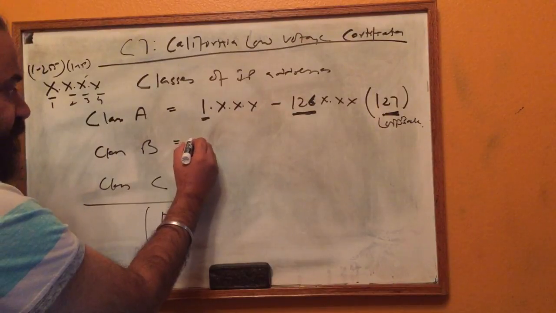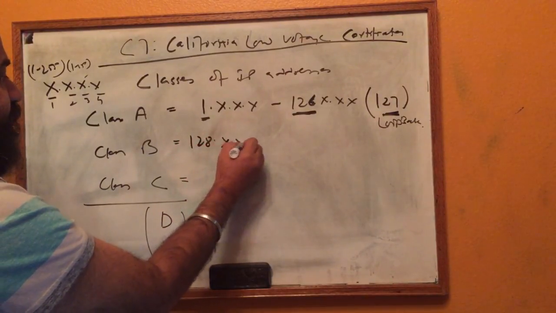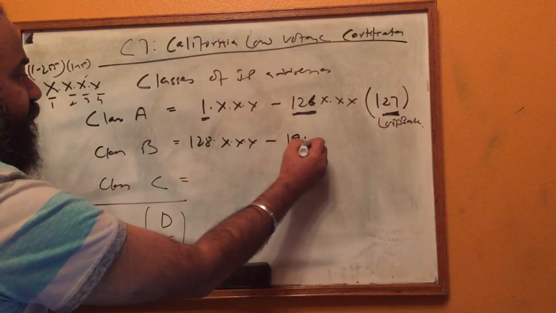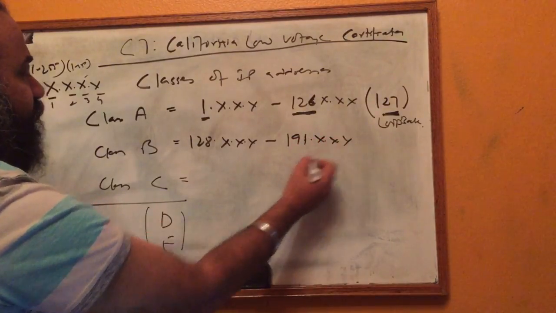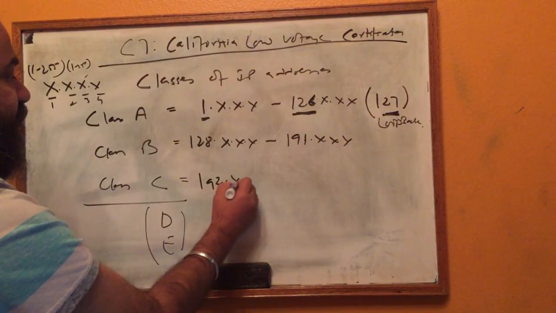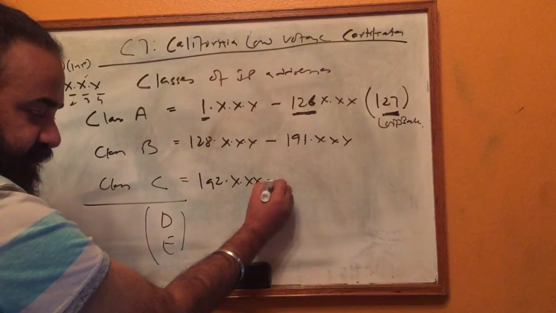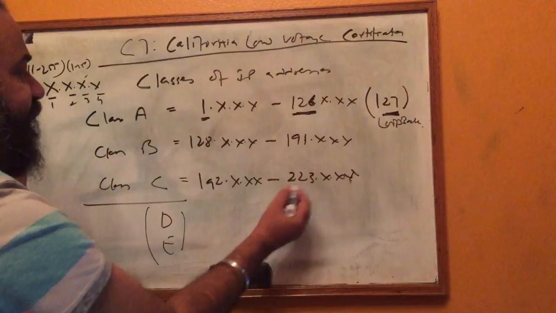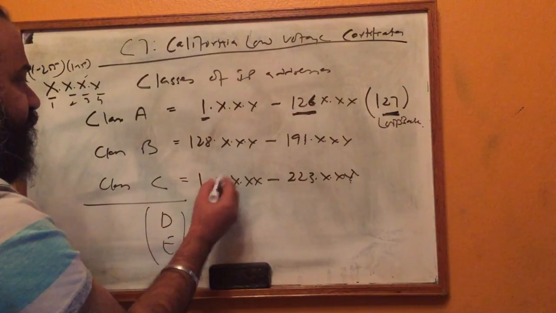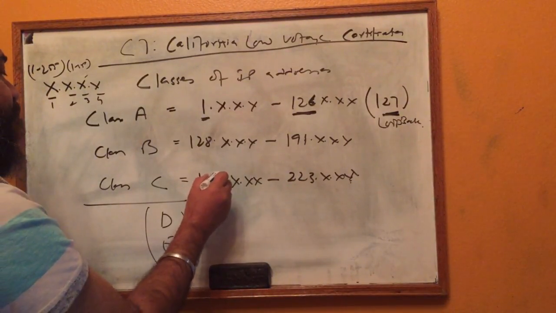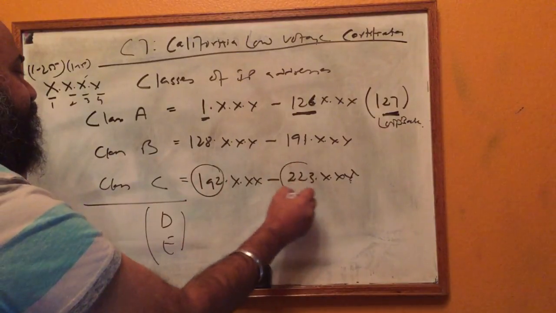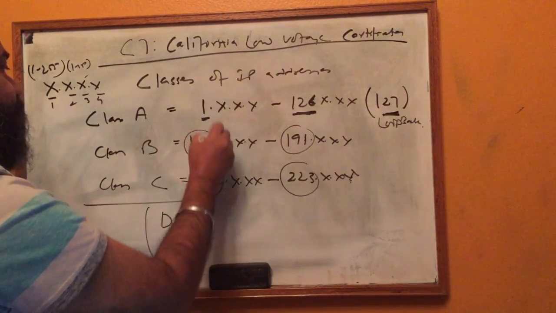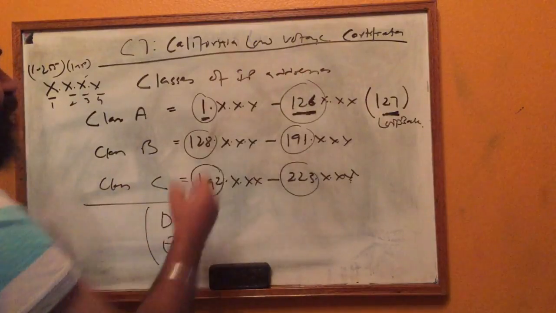So the next address range will be 128.x.x.x till 191.x.x.x network, then 192.x.x.x network till 223.x.x.x network. It's more complicated than that, but for the sake of this particular screen, we will pay attention to only these numbers and the ranges we are actually talking about. So this is only important.